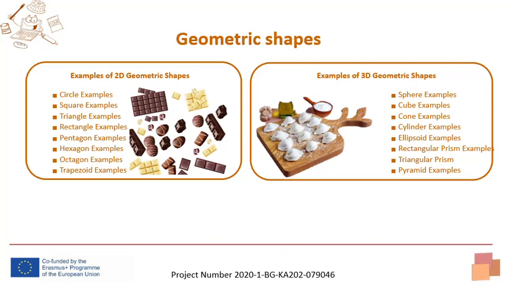Three-dimensional forms are an exception to this rule. Three-dimensional forms have a width, height, and depth, unlike two-dimensional ones. Pyramids, spheres, and cubes are all examples of 3D forms.